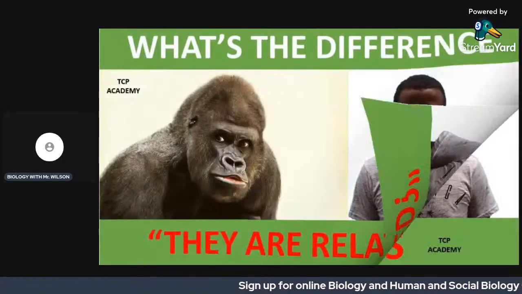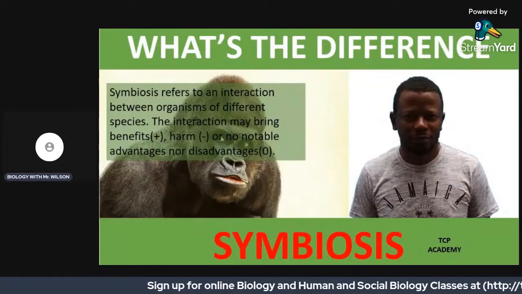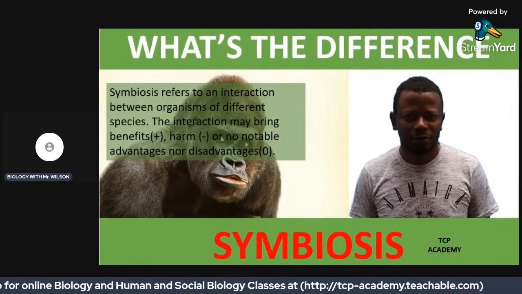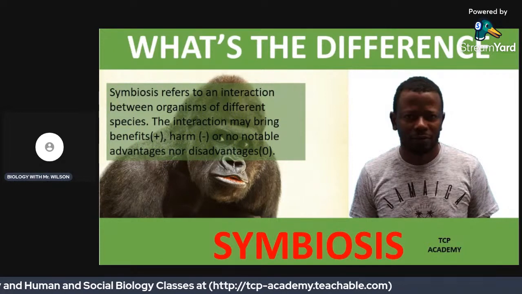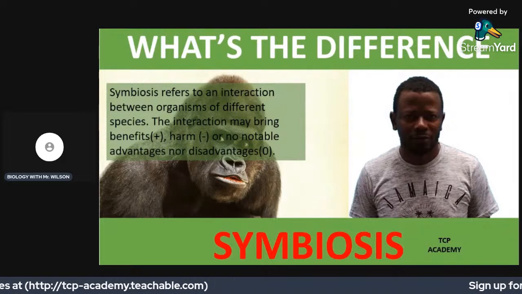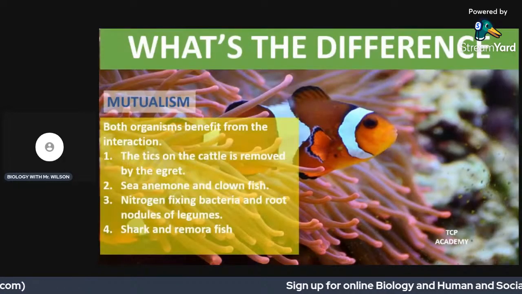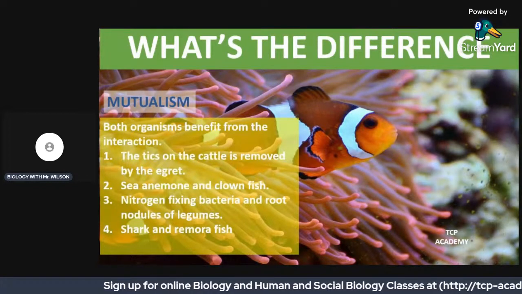Mr. Wilson. Today we're going to be looking at symbiosis. Symbiosis refers to an interaction between organisms of different species. The interaction may bring benefit, harm, or no notable advantages nor disadvantages. Mutualism: both organisms benefit from the interaction.